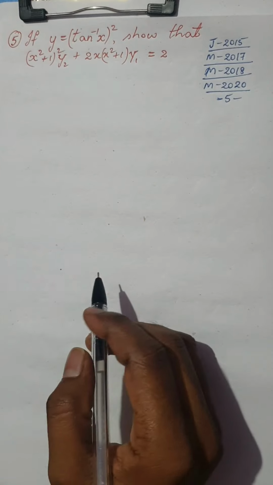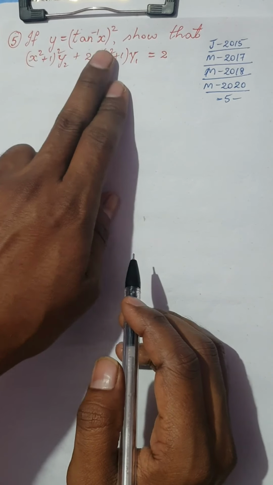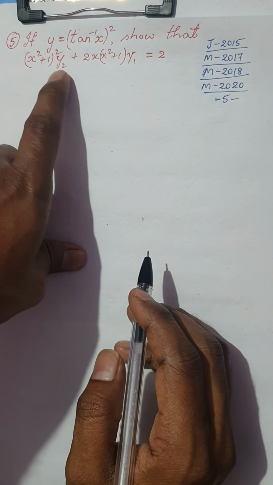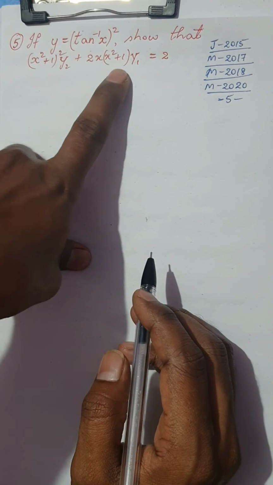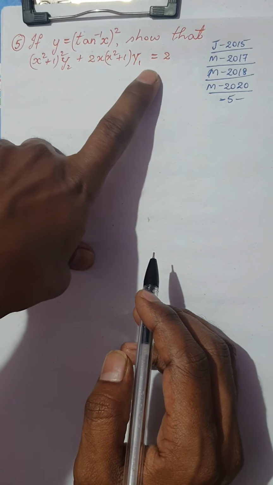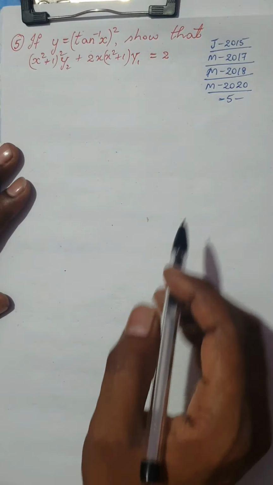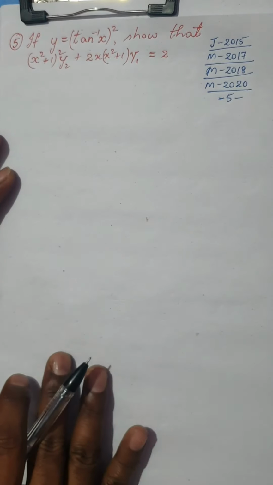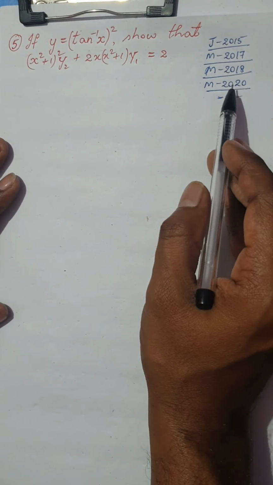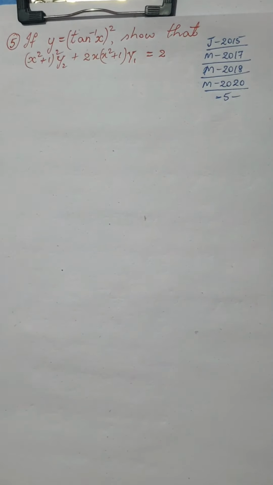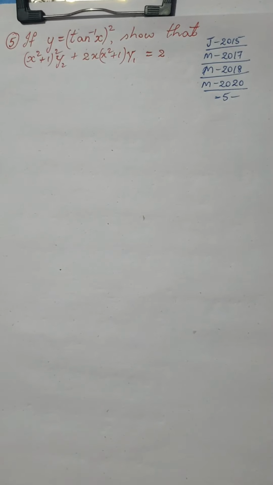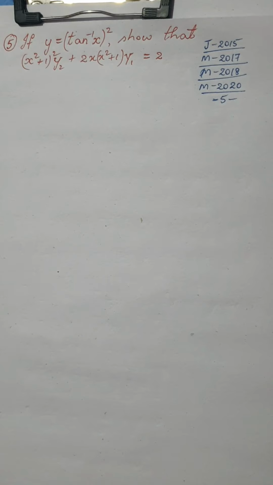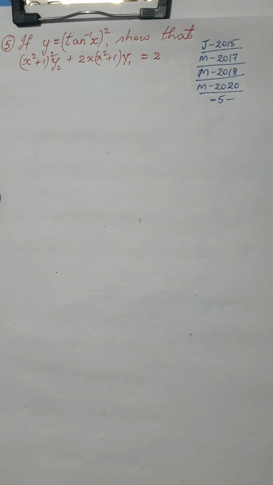So my fifth question is, I have y is equal to tan inverse of x, whole square. Show that (x square plus 1) whole square into y2 plus 2x into (x square plus 1) y1 is equal to 2. This is the question which has been asked the most number of times. They've asked it 4 times, and remember, 3 times in your March examination. You can guess that this would be asked for this year also. Whatever it is, let's see how to proceed and solve this question.